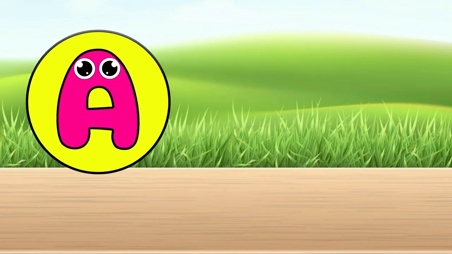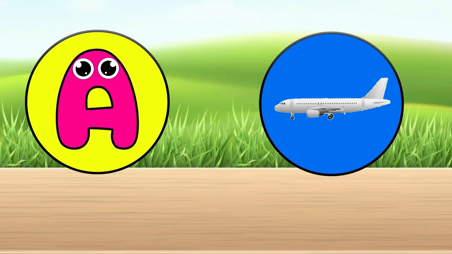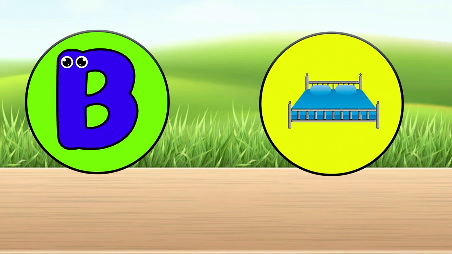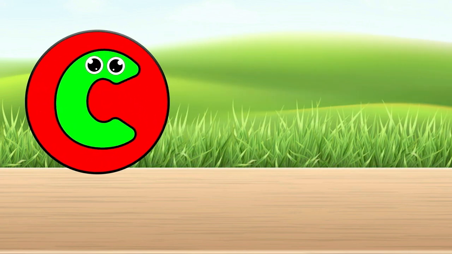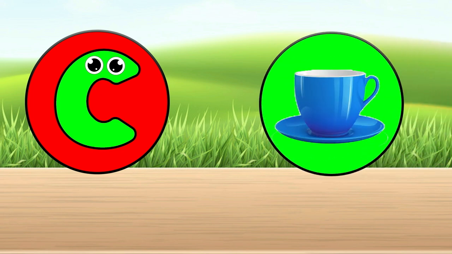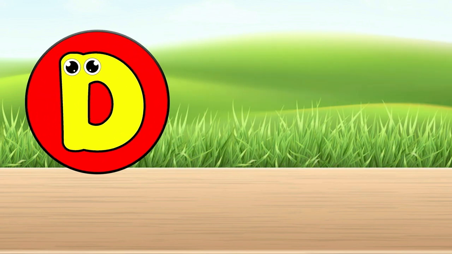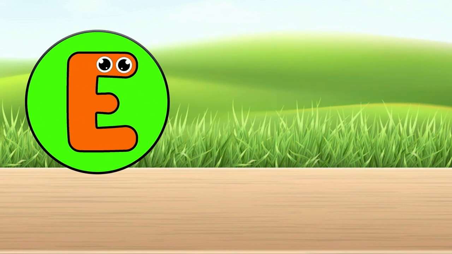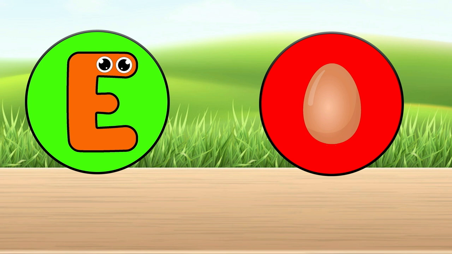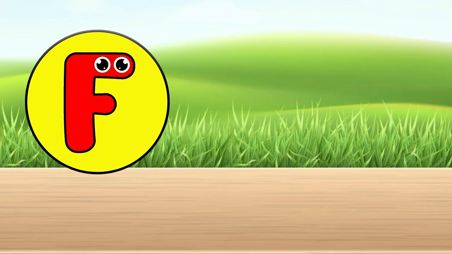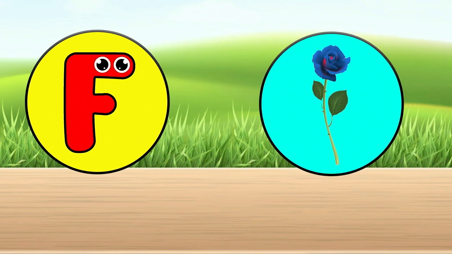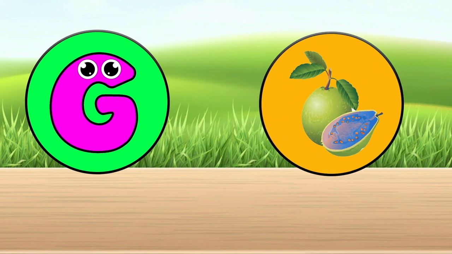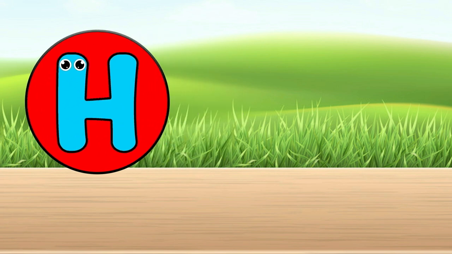A is for airplane. B is for bed. C is for cup. D is for drum. E is for egg. F is for flower. G is for guava. H is for hen.